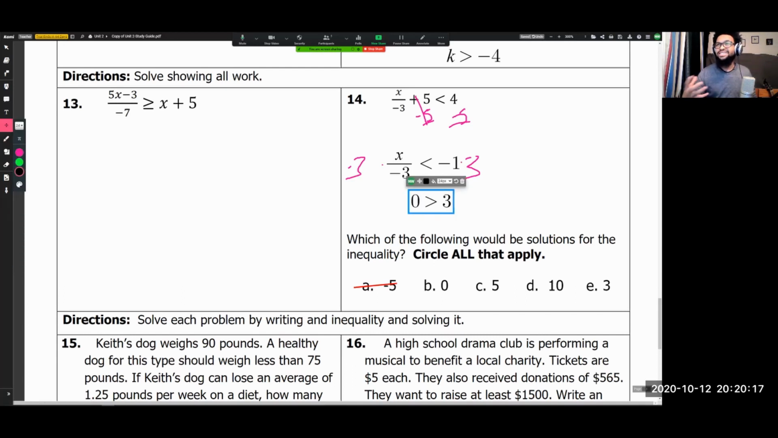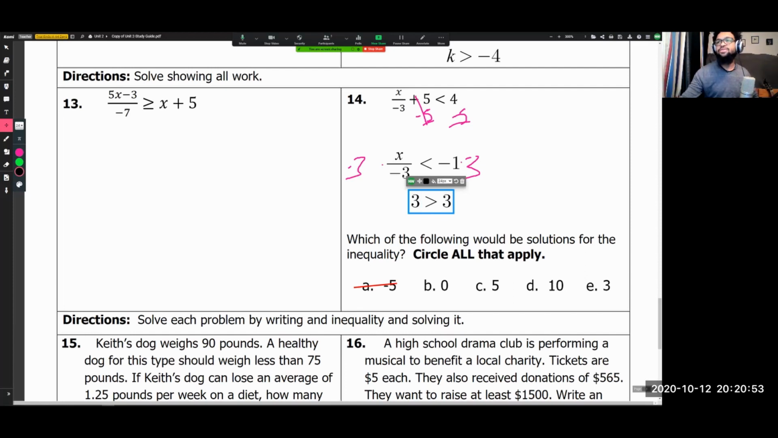B says 0. Is 0 greater than 3? Nah, 0 is not greater than 3. Is 5, C, is 5 greater than 3? 5 is greater than 3, so that one works. Is 10 greater than 3? Yep, 10 works. Now here's a slightly, maybe a tricky one, maybe not. Is 3 greater than 3? Is 3 to the right of 3 on that number line? This one may seem like it's a bit tricky, but is it just that?